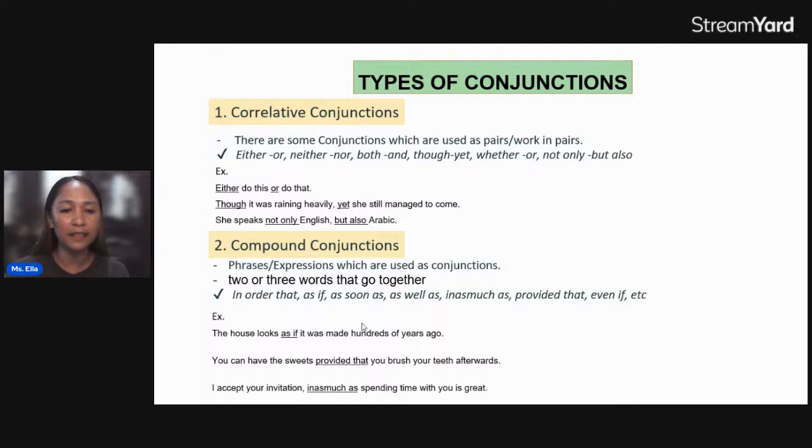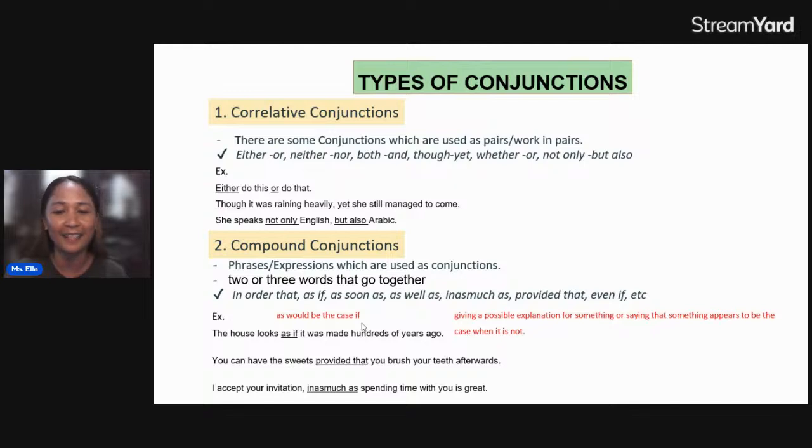What is as if? As if is shortened from as would be the case if. That means giving a possible explanation for something, or saying that something appears to be the case when it is not. Like the house looks as if it was made hundreds of years ago. It looks like the house is old, something like that. It's more of giving an explanation. We use the phrase as if.